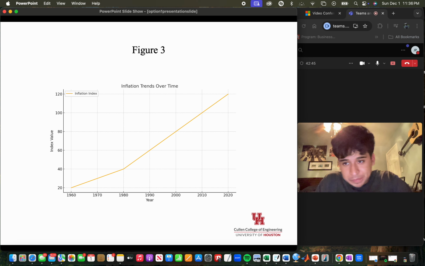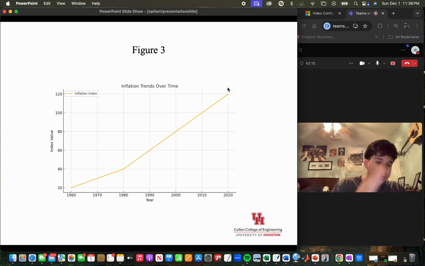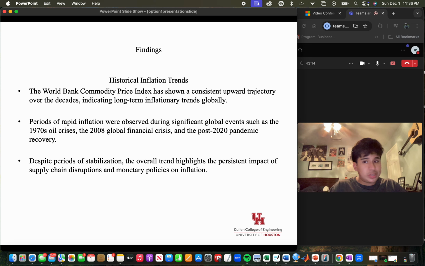So here, look at this. We have inflation trends over time. So in the 1960s, look at the index value. It's so low. Here was the oil crisis. After that, it's just a trend upwards, and it spiked like crazy because here it was sort of stable, but here it just spiked. It's just going to keep going that way. I don't think it's ever going to come back down based on the data that we used.